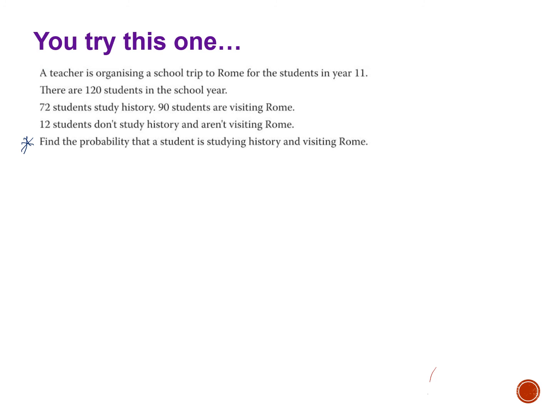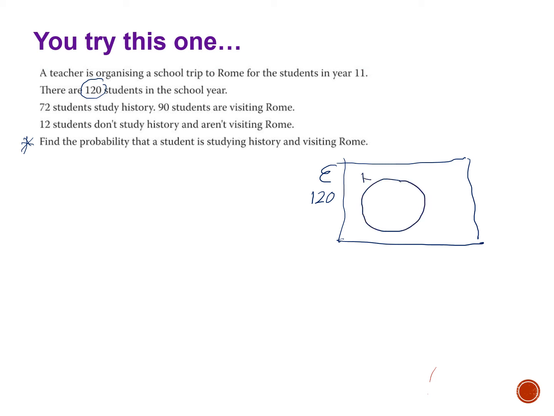Okay, we're back now. So how many students should we have in total? 120 in our universal set. So our universal set, which is my box around the edge because that's a bit wobbly, my universal set is 120 students. Right, they've given us some information. They said so many study history, so I'm going to need to have a circle with my ones that study history. I'll call it H. Visiting Rome, so again I need to have a circle, whoops, for those ones visiting Rome, and I've got an intersection there as well.